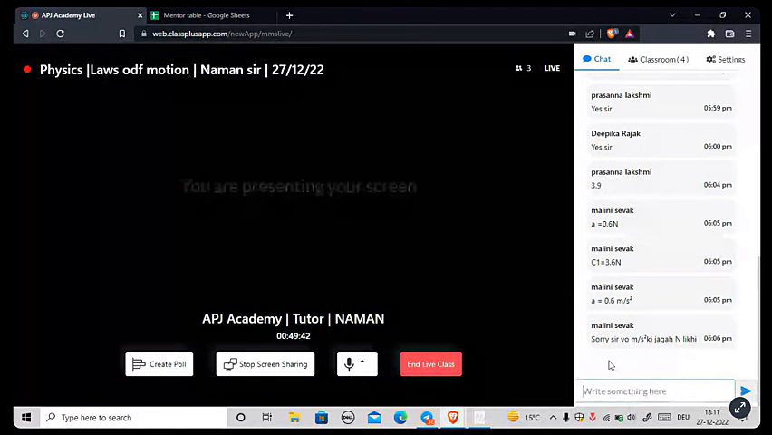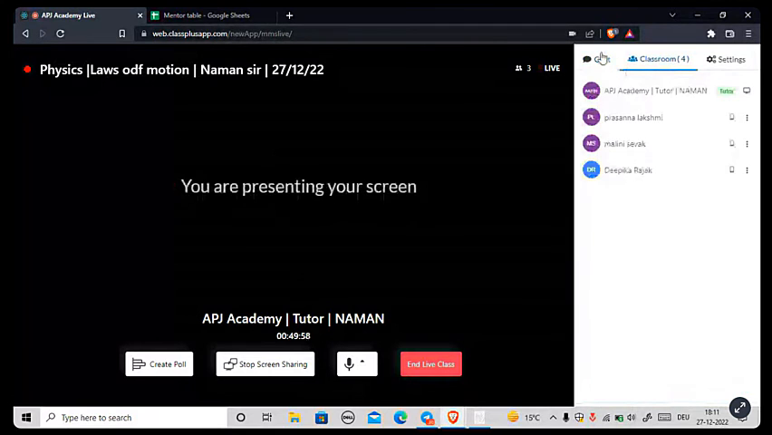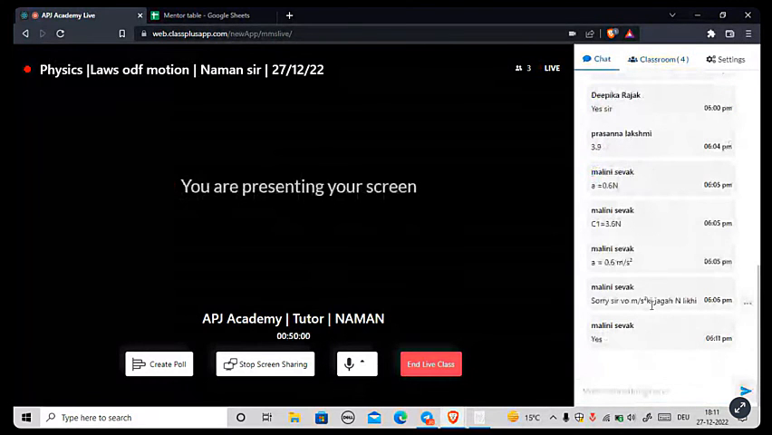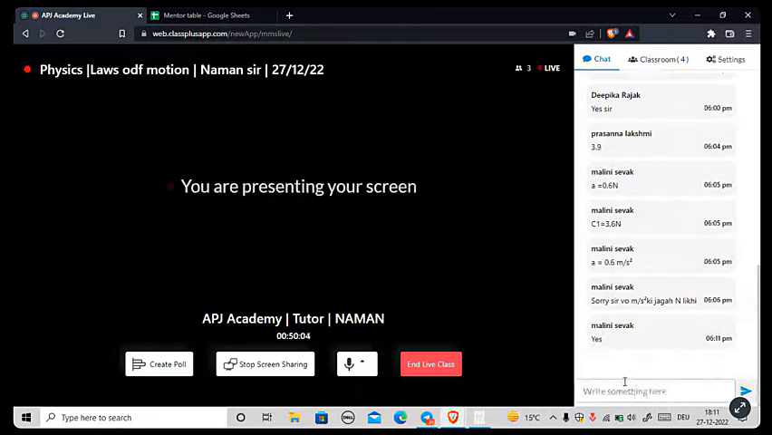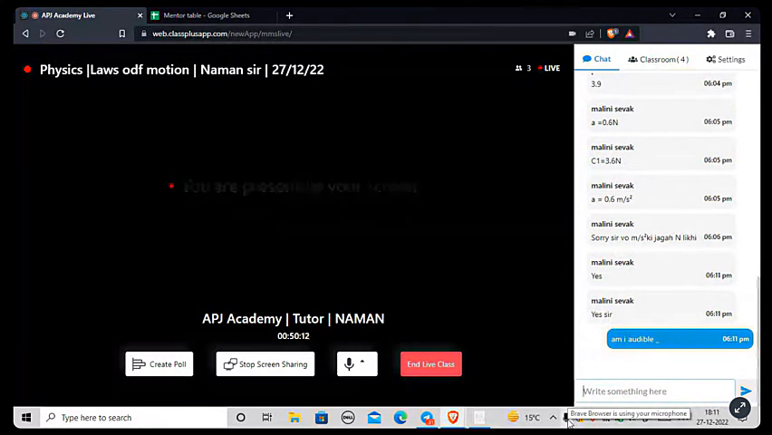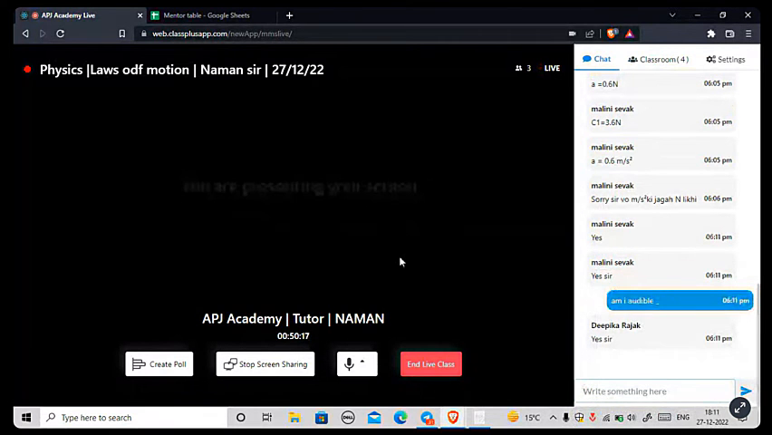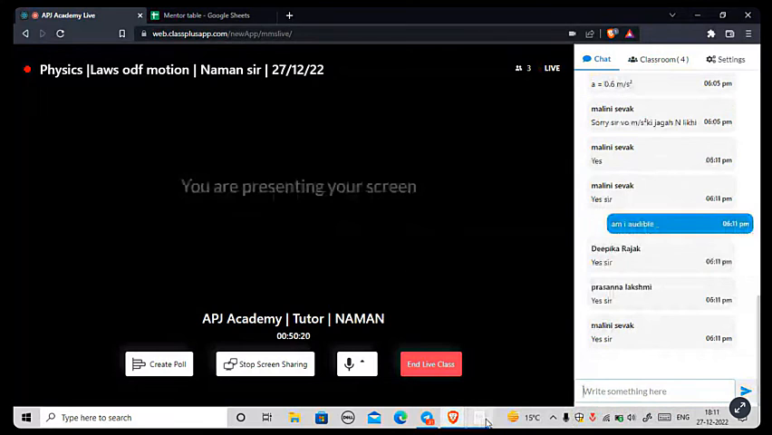Just tell me if the screen is still visible. My network fluctuated. Malini, is the screen visible, tell me. And others also, Malini, Prasanna, Deepika. Is the screen still visible? And am I audible? Okay, good.